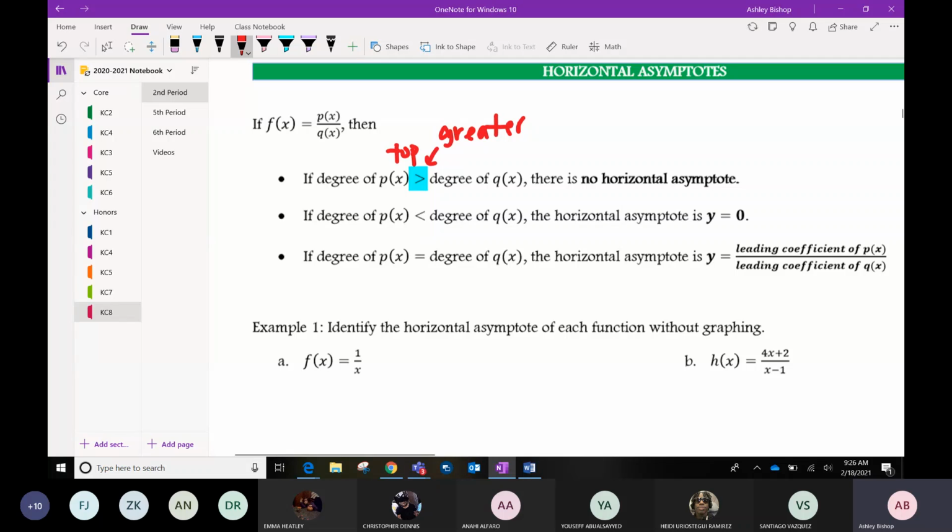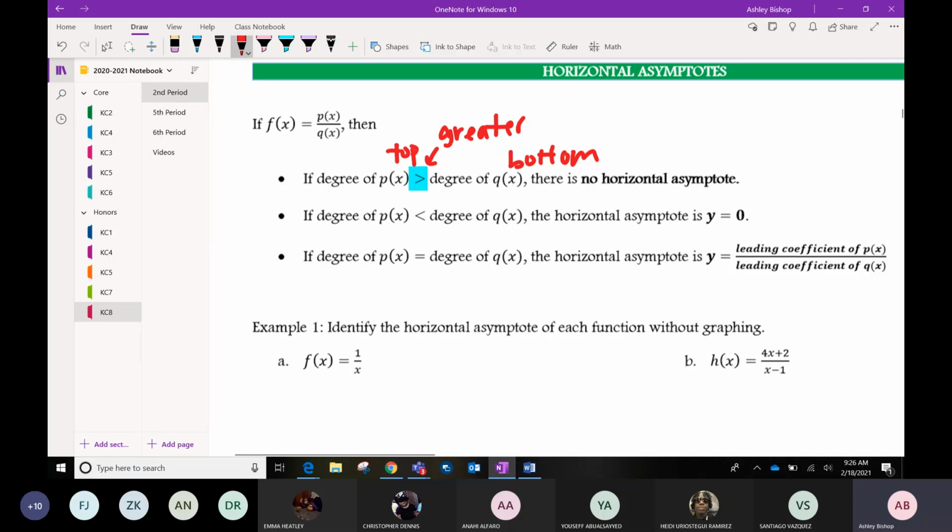If the top degree, you know what the degrees are. If the top degree is greater than the bottom degree, there is no horizontal asymptote. That's your first property. Looking at the equation, if the top degree is bigger than the bottom degree, there is no horizontal asymptote.